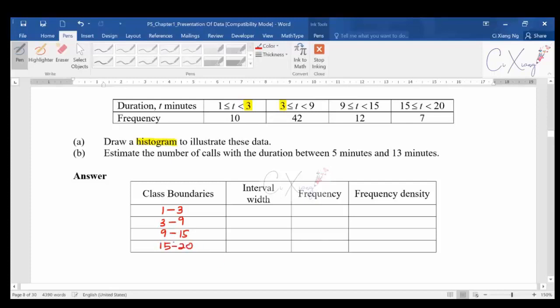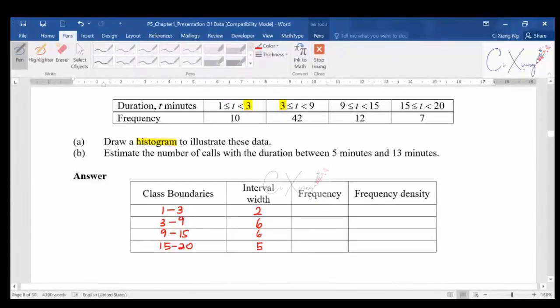Once I have my class boundary, the second thing is to find the width. So what's the width here? 3 minus 1, you get 2. 9 minus 3, you get 6. 15 minus 9, you get 6 also. And then 20 minus 15, you get 5. So make sure you know how to get the width here.